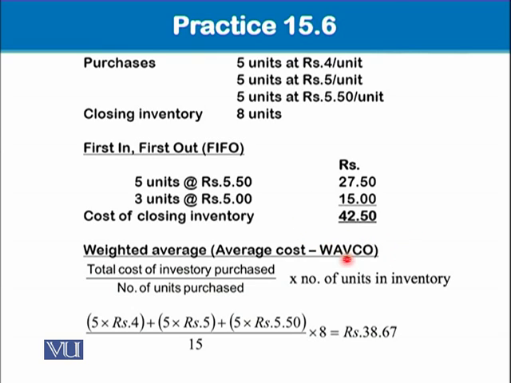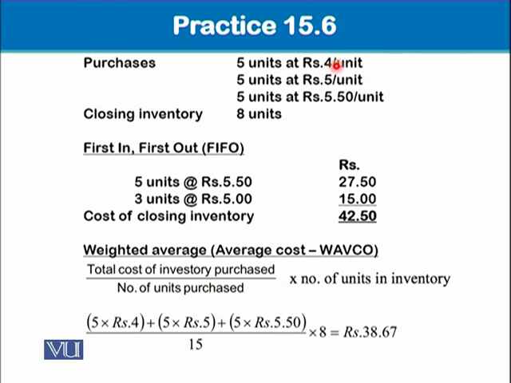The next method is the weighted average method. It is also known as the average cost method, or it is abbreviated as WAVCO. Whatever the abbreviation, it is the weighted average method. Its formula is the total cost of inventory purchased. We will work out the total cost of inventory purchased: 5 times 4, 5 times 5, and 5 times 5.5. Just use your calculator and tell me what is the total cost.